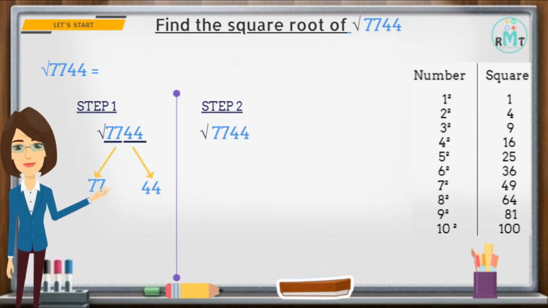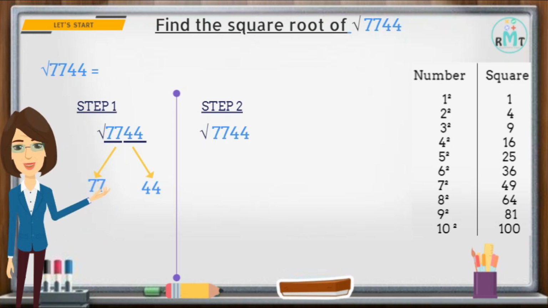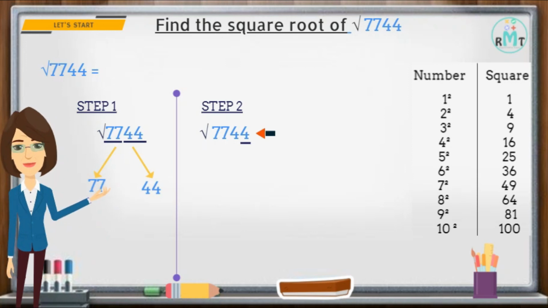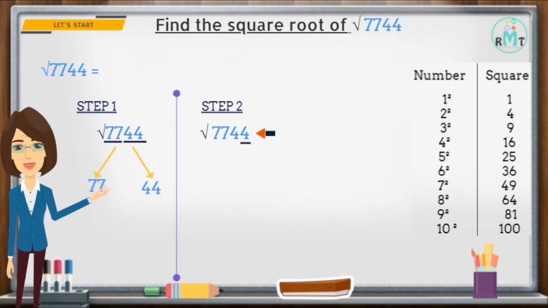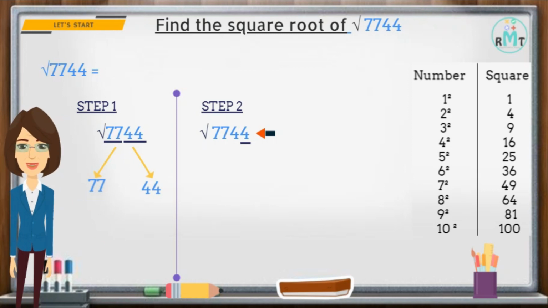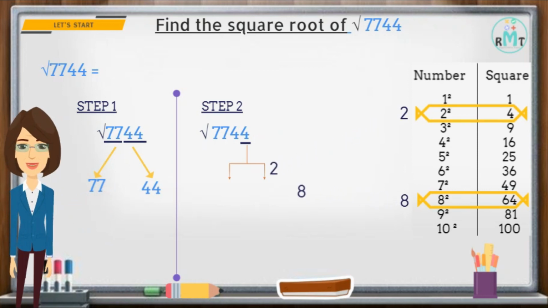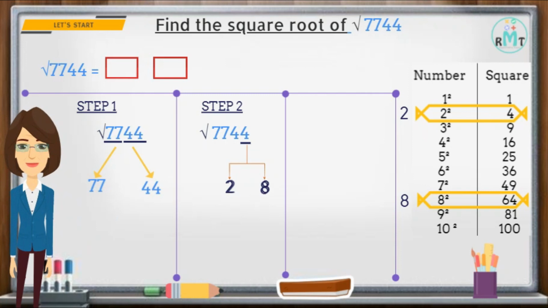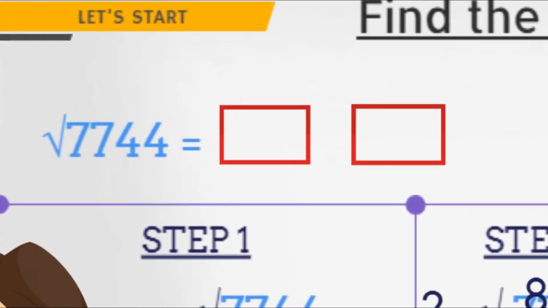Step 2. Now by looking at the unit place of our question, here the unit place is 4. So we have to check the square root of the number where the unit place is 4. Then choose the number from the table. These are the two possible unit digit, which you get as unit digit in the answer.